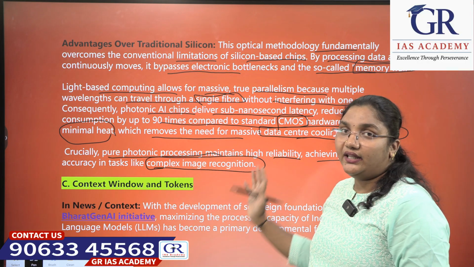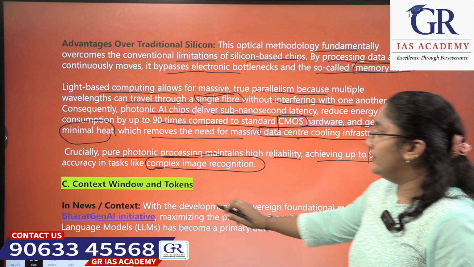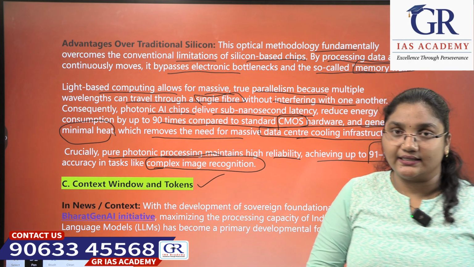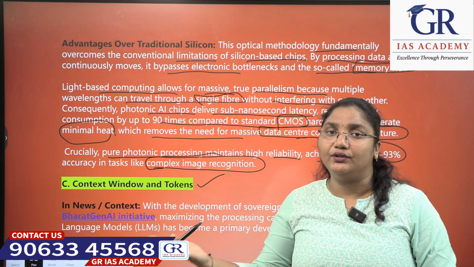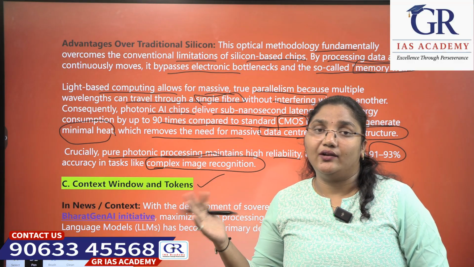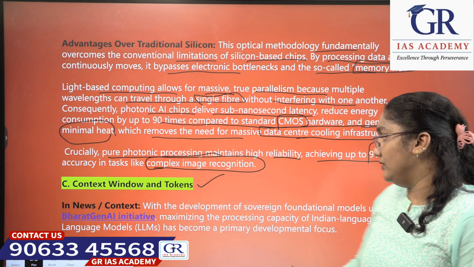Next, this is about optical fibers and photonic AI technology. Next, coming to the context window and tokens. This is completely about chatbots. For example, I can give you ChatGPT, Gemini and all. What are we using? Siri. Okay. Now, let's see why this is news.